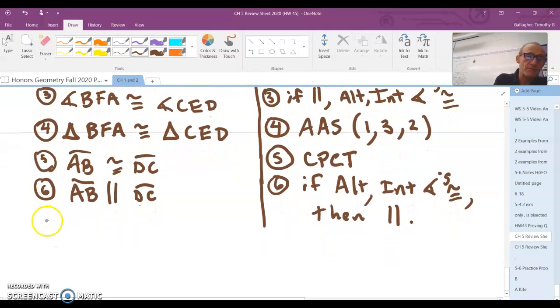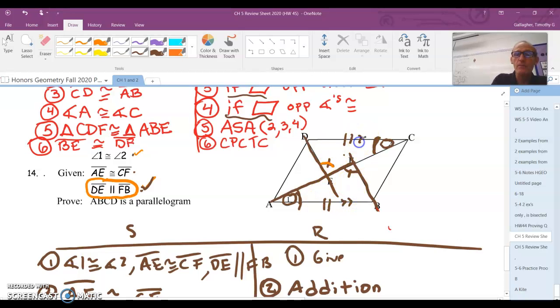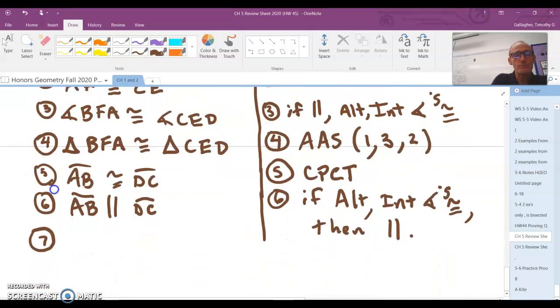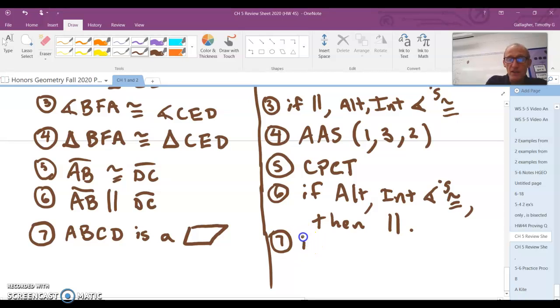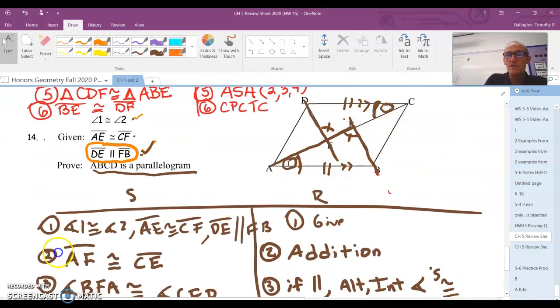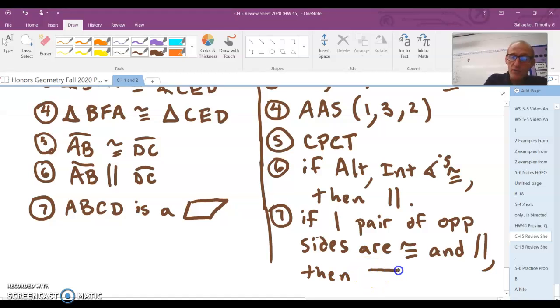Okay? And that's it. Because we have one pair of opposite sides congruent and parallel. That makes ABCD a parallelogram. ABCD is a parallelogram. And the reason is if one pair of opposite sides, and that's AB and CD, one pair of opposite sides are congruent and parallel, then we have a parallelogram. The quadrilateral is a parallelogram, okay?